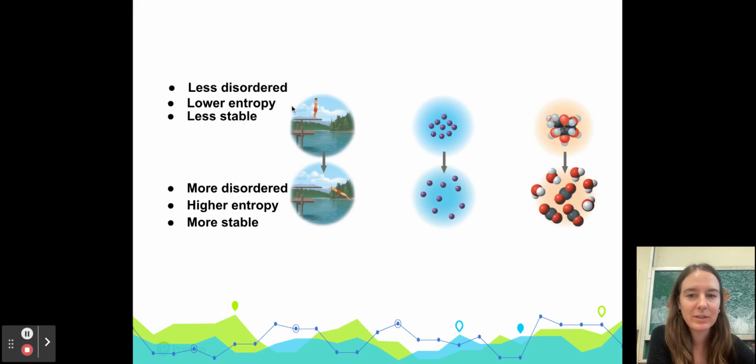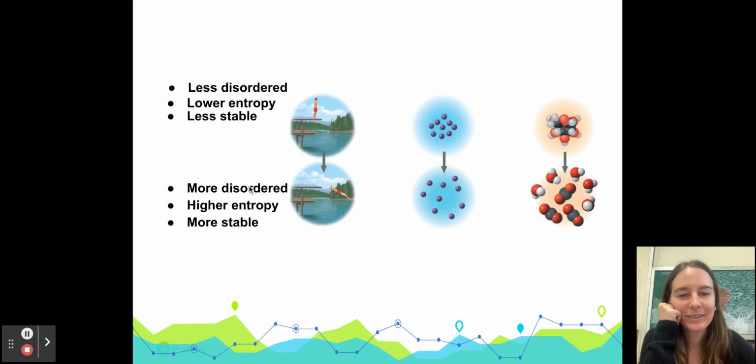But this is a less stable system, right? Notice that this diver is a little bit less stable than if it were down in the water. More potential to change its position. Same way here, less stable. These molecules, because they're so close together, there's potential for them to move away from each other, to become more disordered, like messing up a clean kitchen, right?